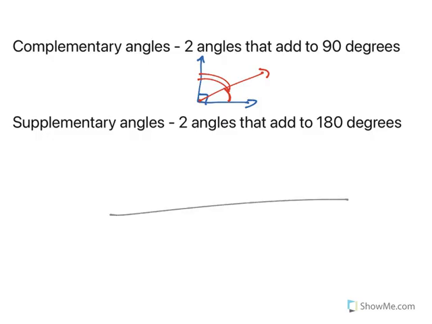For supplementary angles, they're going to add to 180. So remember that a straight line is 180 degrees. If we were to cut that somehow into two pieces, adding those two pieces together would be supplementary angles. Now remember, 90 to 180, keep those numbers in mind.